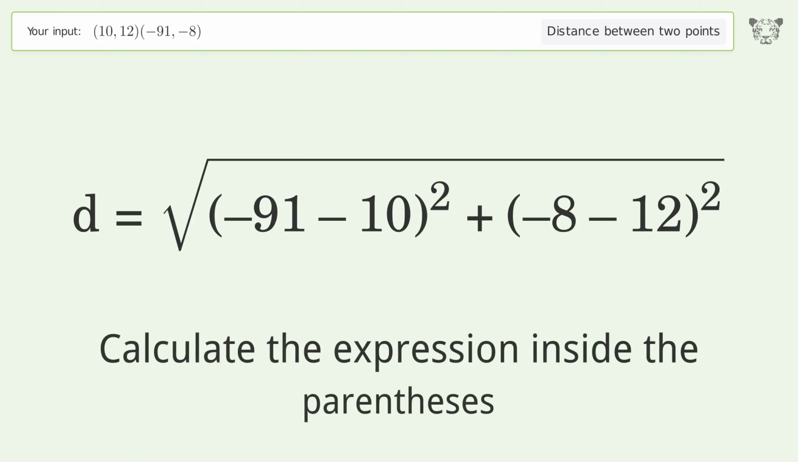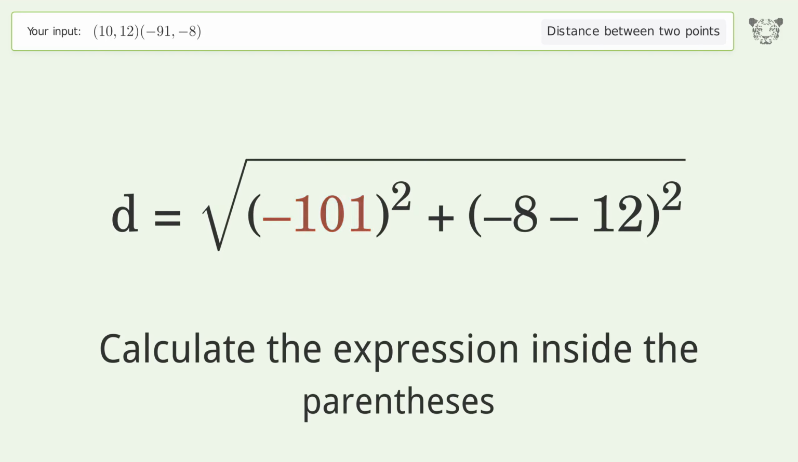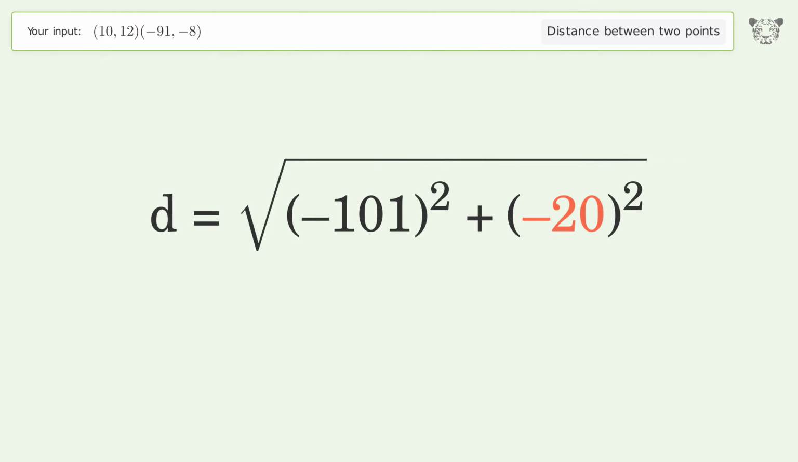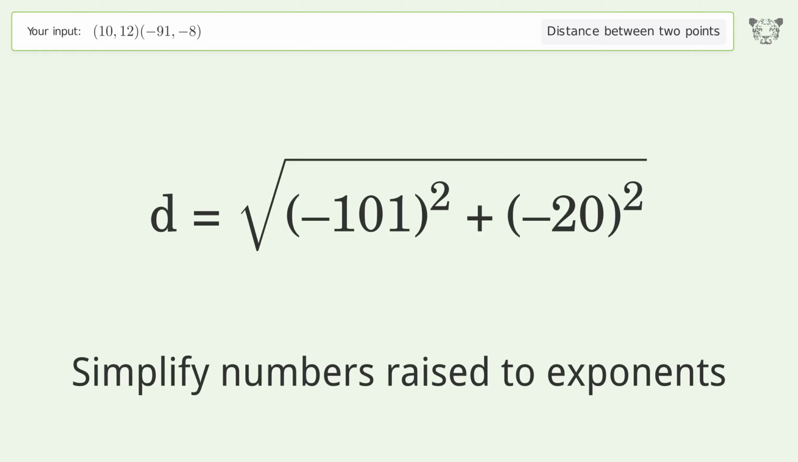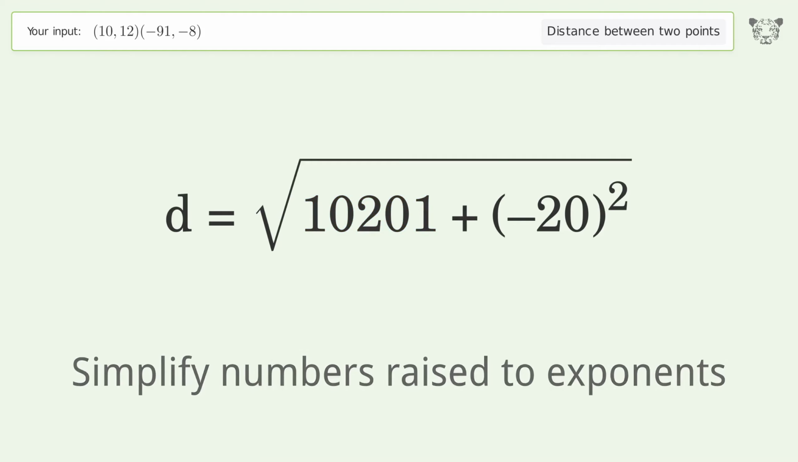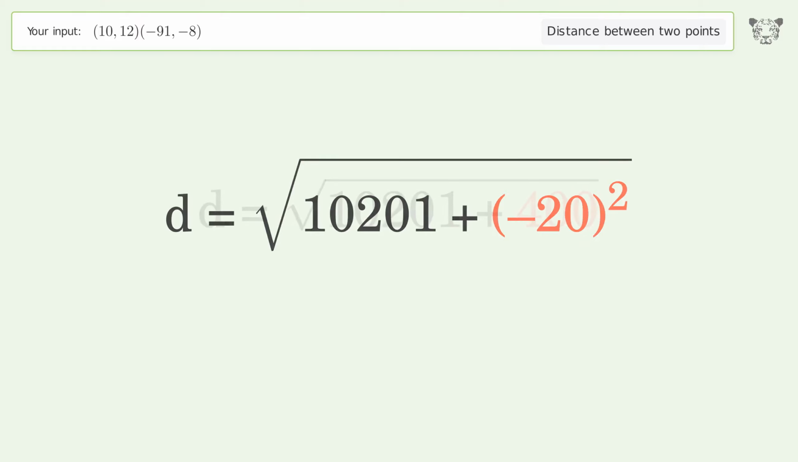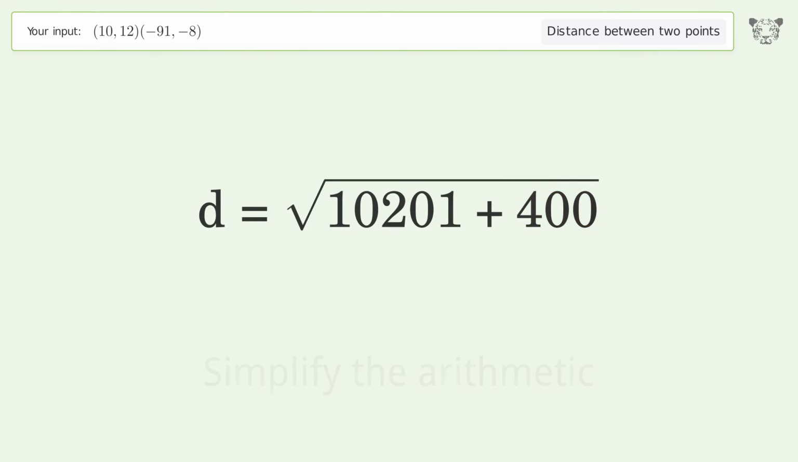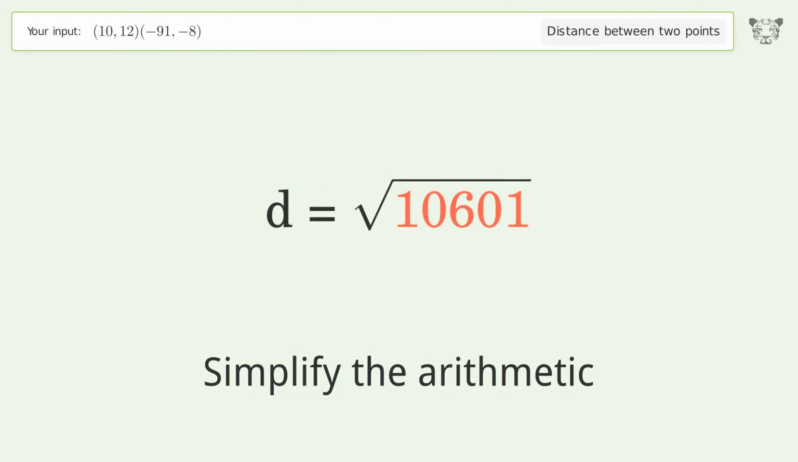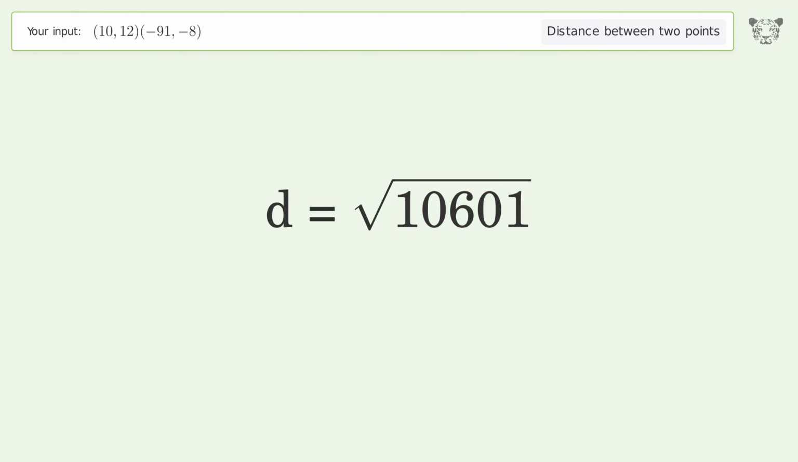Calculate the expression inside the parentheses. Simplify numbers raised to exponents. Simplify the arithmetic. And so the distance between the 2 points is the square root of 10,601, or 102.961.